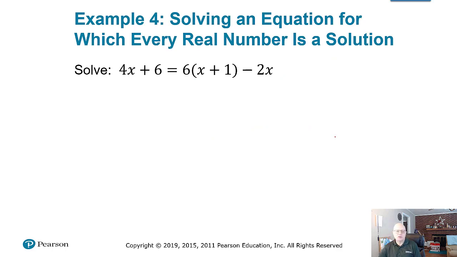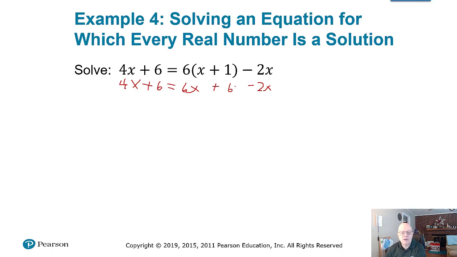And last of all, we've gotten to the end here. Let's work on this one. Notice again, we've got some parentheses, so we're going to use the distributive property. So we've got the 4x plus 6 on the left. Distributing, we've got 6 times x is 6x, and 6 times 1 is 6, and minus the 2x that was there to begin with.